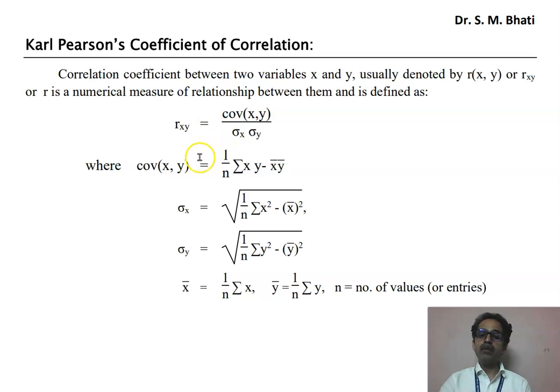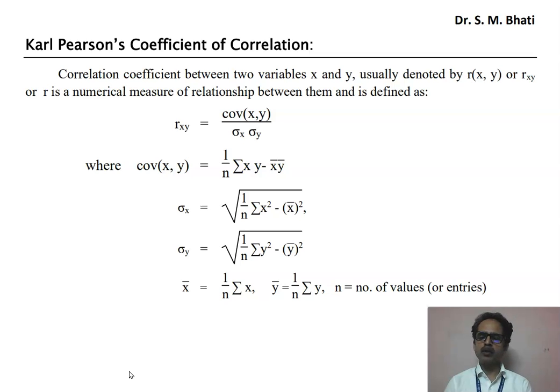Again we must note that the value of this r is always between minus 1 and plus 1. This r, that is the coefficient of correlation, is a real number which has a value between minus 1 and plus 1. If r is 1, then it is perfect positive.